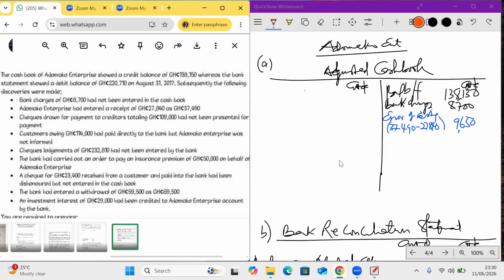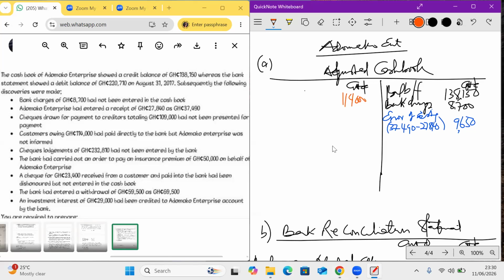In the bank statement, was it credited or debited? It was credited. Why credited? Because the customer is giving and the bank is the one receiving. It's credited because somebody was paying into Adomako's bank account, so it will increase the balance. So if it was credited in the bank statement, how should it be done in the cash book? Debited.